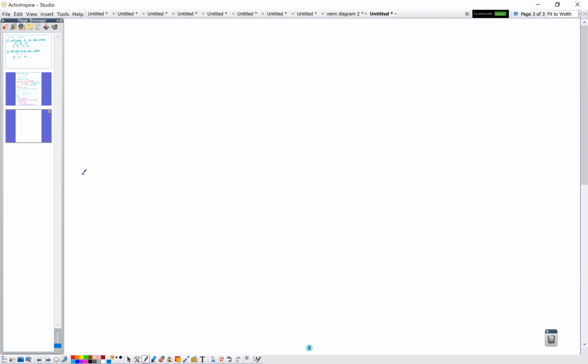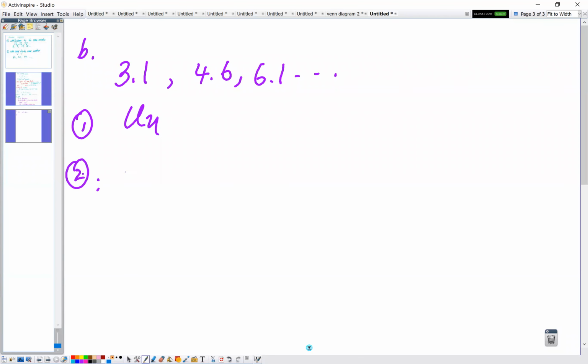Next question. Can you try another one? In this case, the question gives you decimals. Think about it. Can you do question B? The question gives you 3.1, 4.6, 6.1, etc. First, the question asks you, can you find out Un? Second, the question asks you, can you please find out the 50th number? This time, I'm not going to show you the example, so try this question, please.